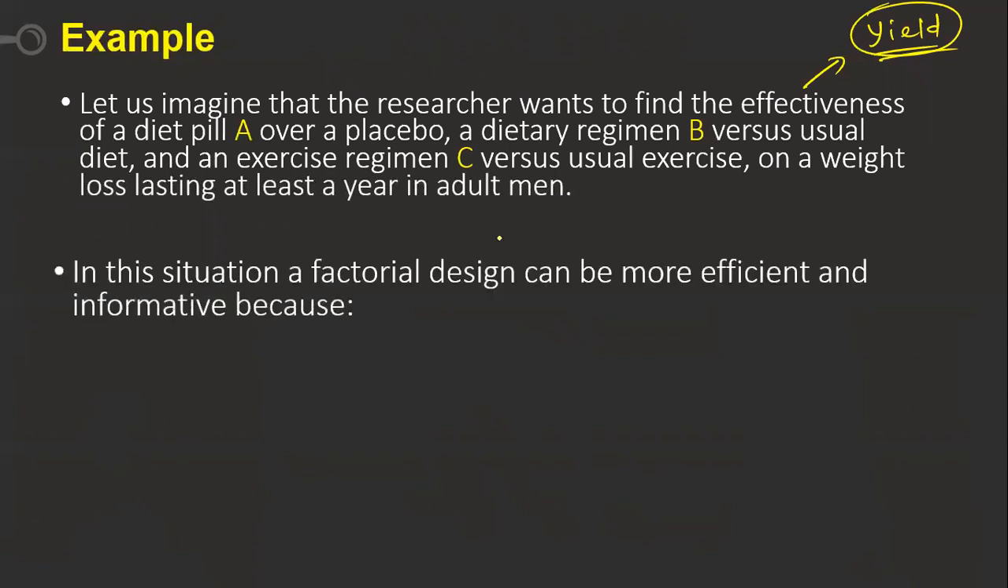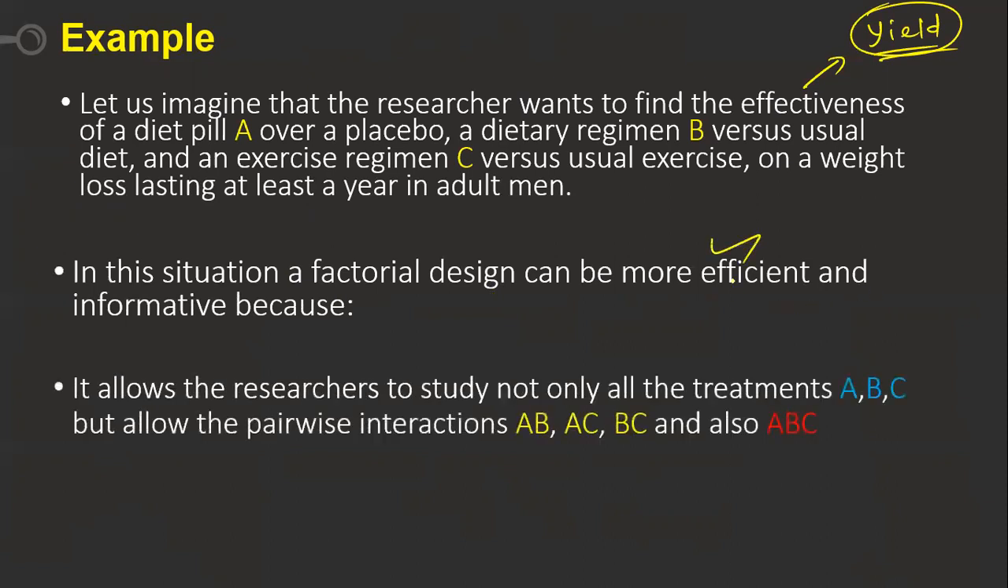In this situation, a factorial design can be more efficient. Why, I'm going to show here. The researchers can study not only all the treatments separately, whether A has influence, B has influence, C has influence. Otherwise, he also wanted pairwise interactions: whether A and B together have an influence, or AC, or BC influence the weight loss, and also whether A, B, C all together influence this weight loss or not. He just wanted to find this out using interaction. This is called the factorial design.